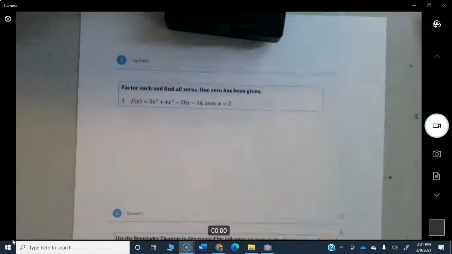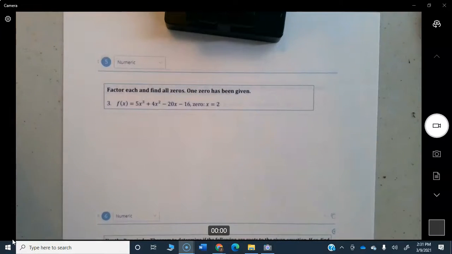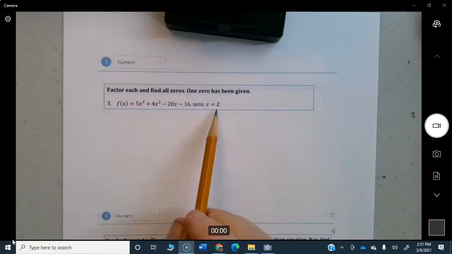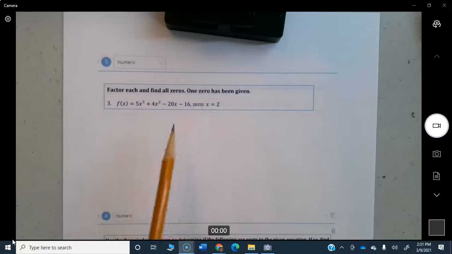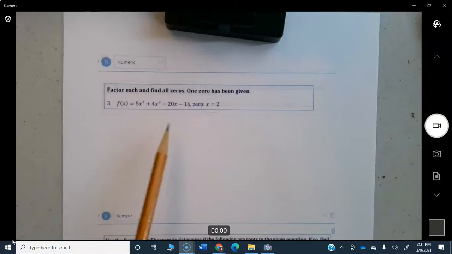All right, number 5. I'm doing them all for you today, guys. But I want to be sure you know how to do them. So find a factor each and find the zeros. Okay. So they're telling you that x equals 2 is one of the zeros. All right. And we have to factor them. So how do we do this? One zero has been given. So how do we do that?